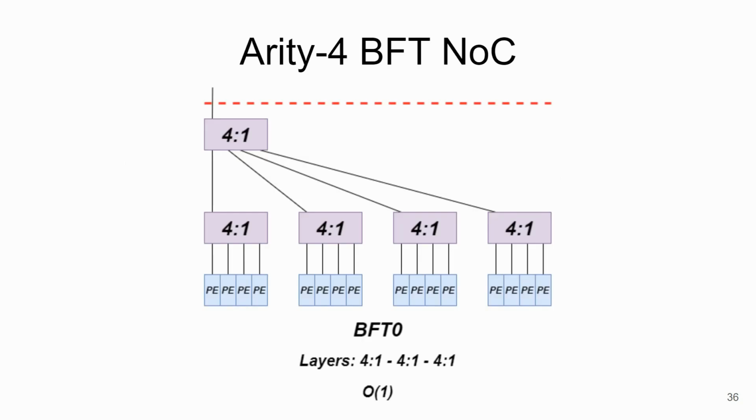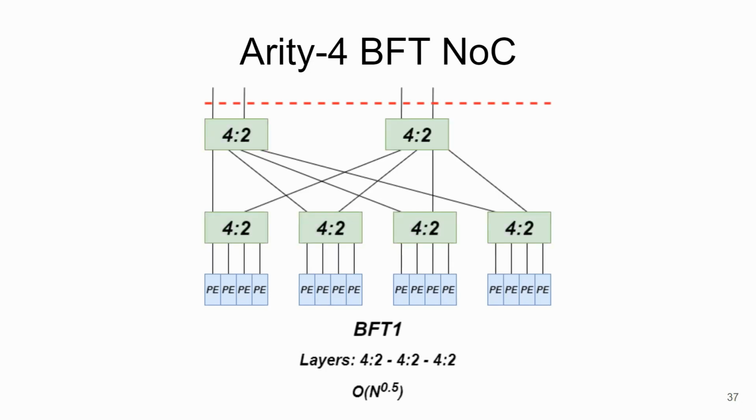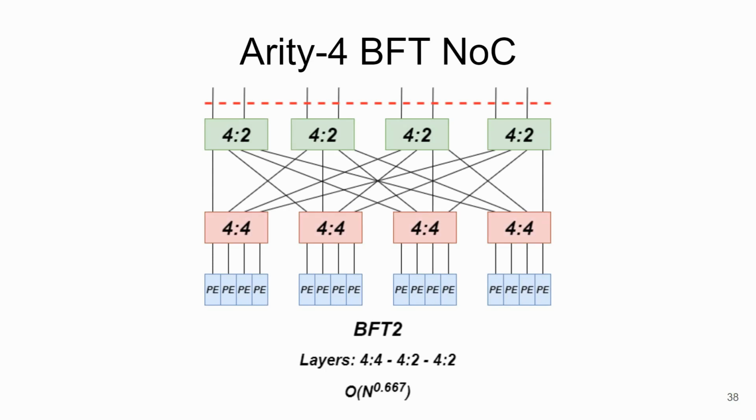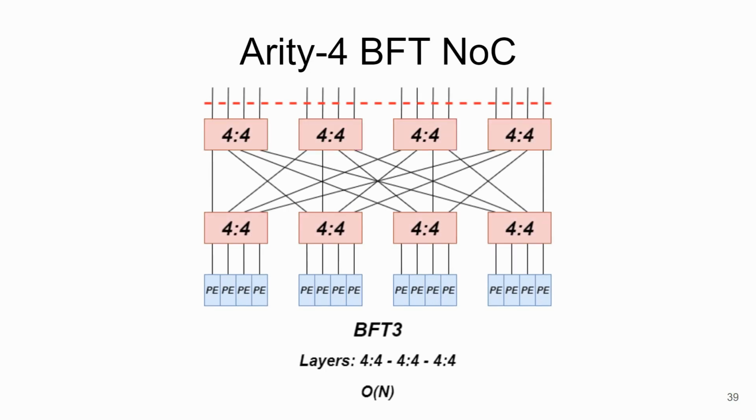Here we have an Arity-4 BFT NoC with the bisection bandwidth of a tree, and by selecting the switches used to compose layers of the tree hierarchy, we might construct BFT NoCs with the bisection bandwidth of a mesh, with a Rent parameter of 2/3, and with the bisection bandwidth of a crossbar.